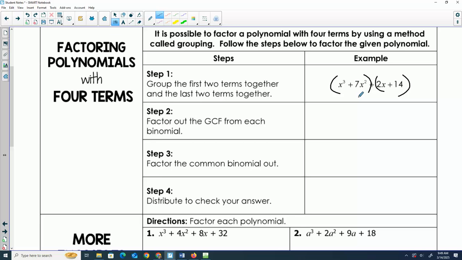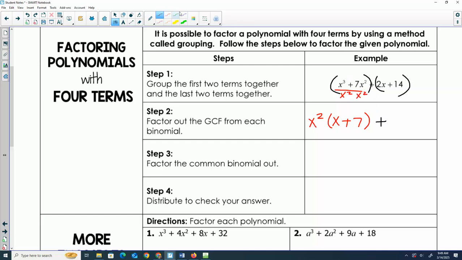And then I'm going to factor out the greatest common factor from each parenthesis. So if I'm looking at this one, x cubed plus 7x squared, what is my greatest common factor? X squared. And if I take that out, that leaves me, we had 3 x's, we took 2 out, so we have 1 left. We took out both of those, so we have a 7. Remember, factoring out, it's like dividing each of them by that.